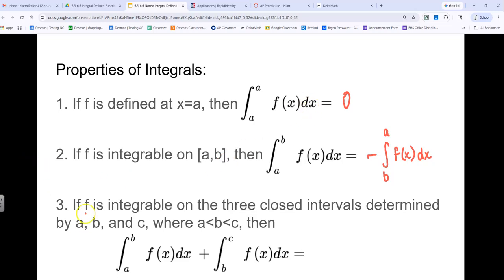All right. This one is just one that makes pretty good sense. Kids do fine with this one. If f is integrable on the three closed intervals determined by a, b, and c, where a is less than b is less than c, that means b is somewhere between a and c. If I find the integral from a to b, and then the integral from b to c, and I add those together, it's just going to give me the integral from a to c of f of x dx.